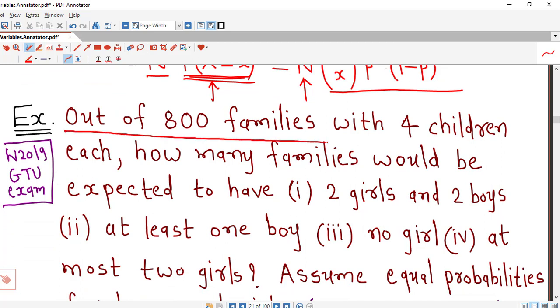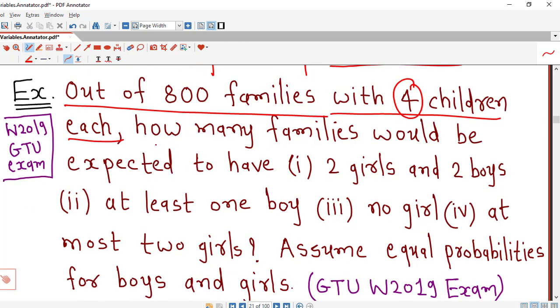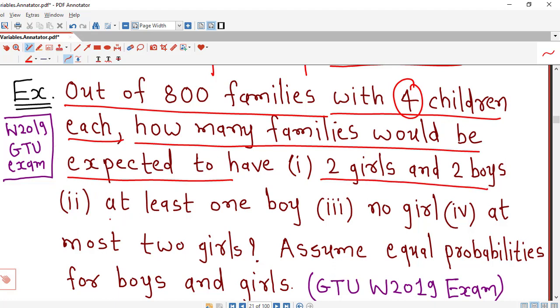Out of 800 families with 4 children each, that means there are a total of 800 families, and in each family there are 4 children. So we are asked to find how many families would be expected to have 2 girls and 2 boys, at least 1 boy, no girl, at most 2 girls. That means we have 800 families, and for each family we have 4 children.